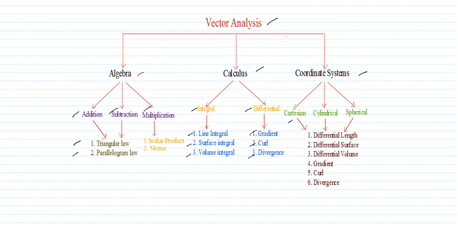Moving on to the coordinate system, we have three coordinate systems. One is the Cartesian coordinate system, which is also known as the rectangular coordinate system. Then we have the cylindrical system, then the spherical system. In all these three systems, we have some important parameters that we can use, that is differential length, differential surface, differential volume, gradient, curl, and divergence.